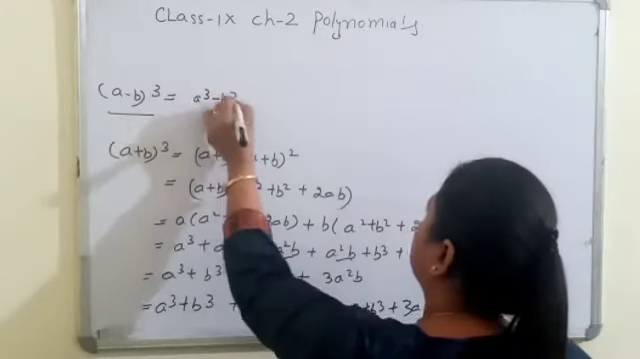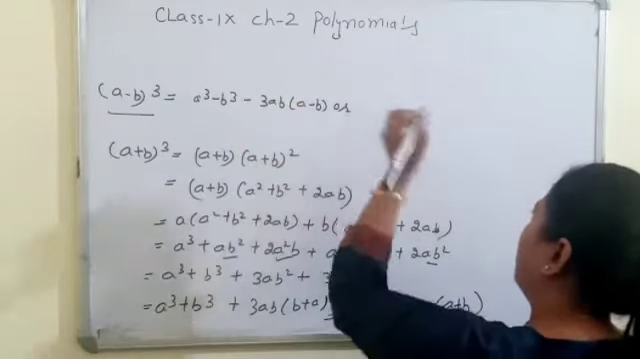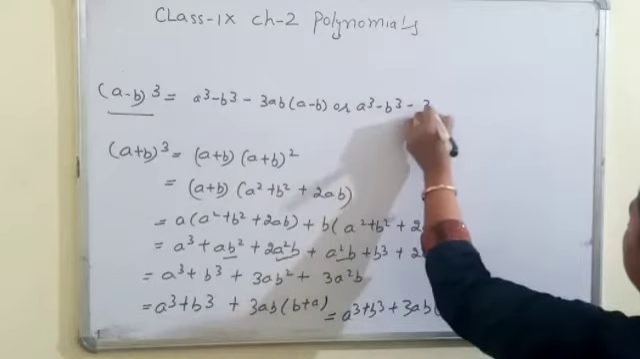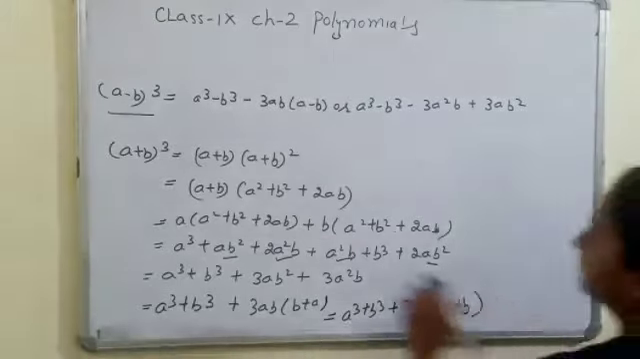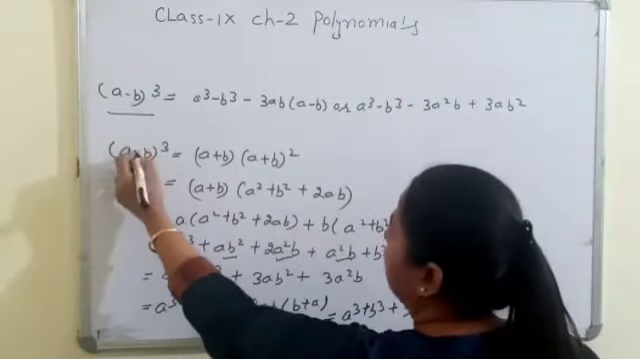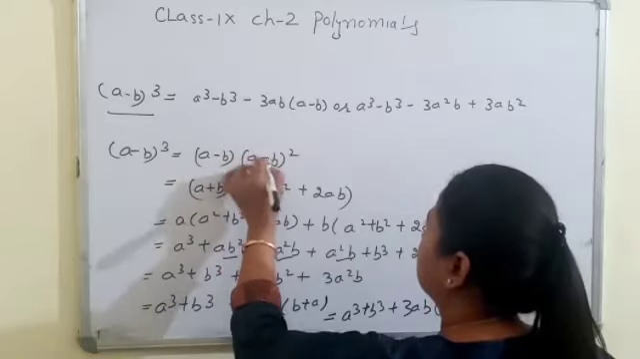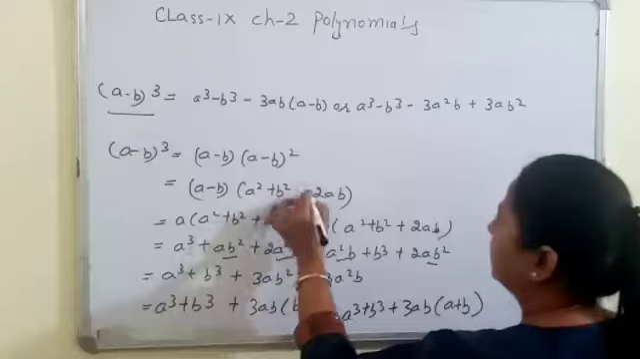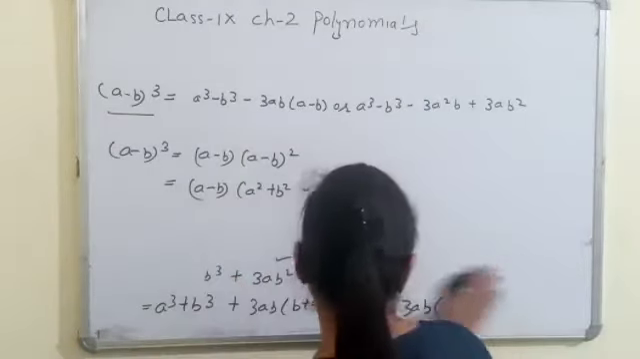a cube minus b cube minus 3ab (a minus b), or a cube minus b cube minus 3a square b plus 3ab square. Let's do the multiplication again.